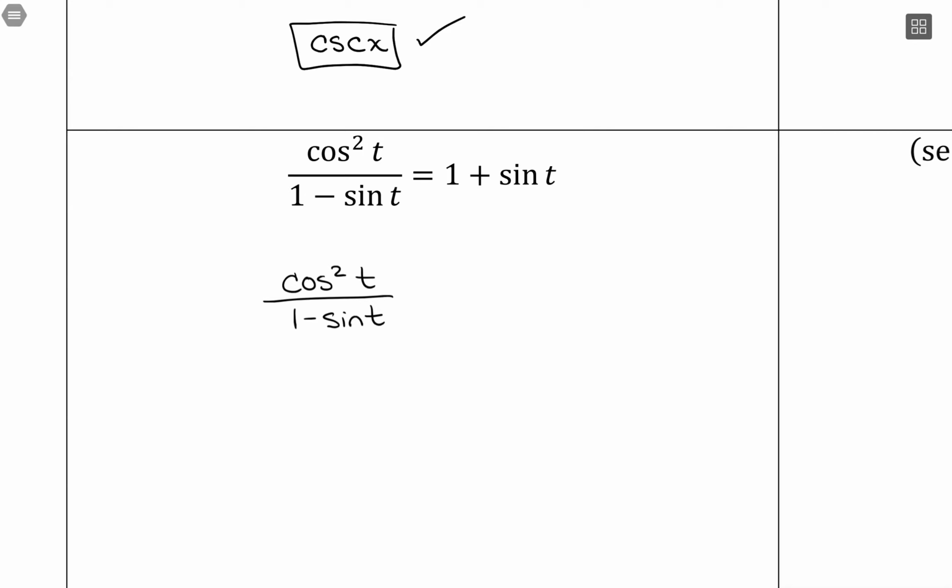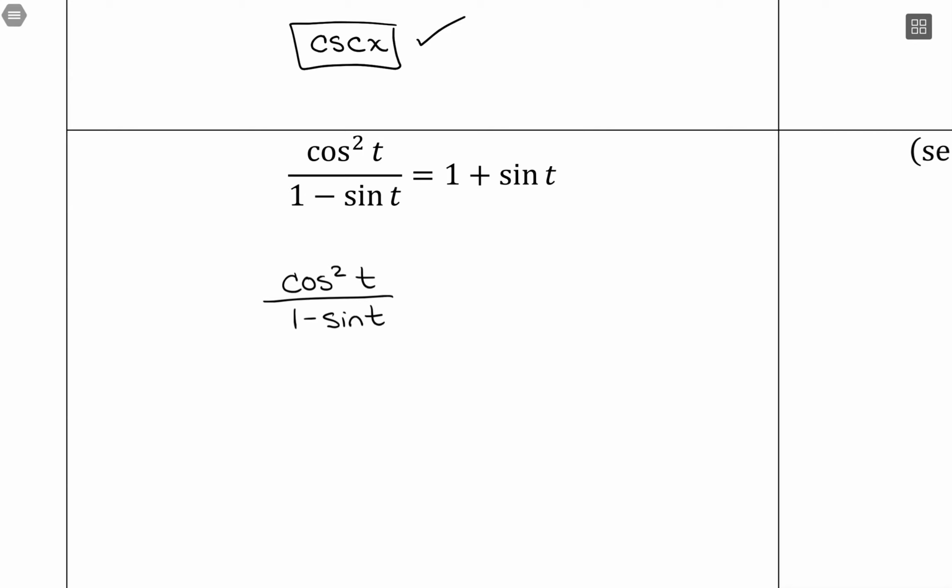Now looking at this and thinking about what can I possibly do, it can feel very stuck. And there's not much to do. There's no changing to sine and cosine because it already is there. There are no rational expressions to combine. There's nothing to factor. It's very stuck.